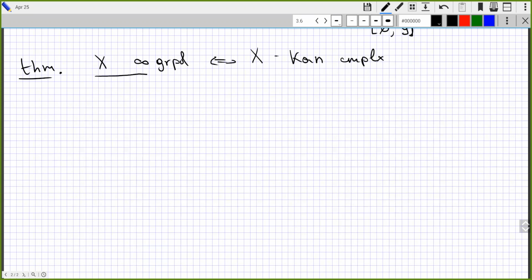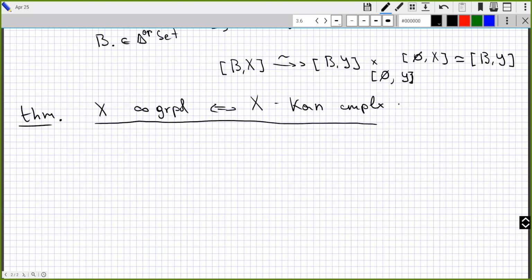Can you move the page a bit up? I didn't. Oh, okay.